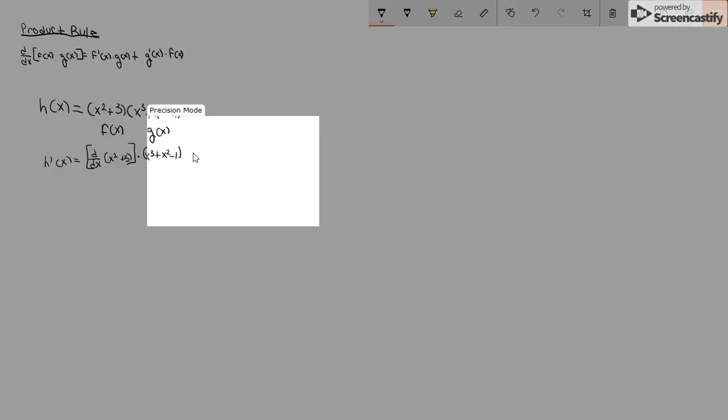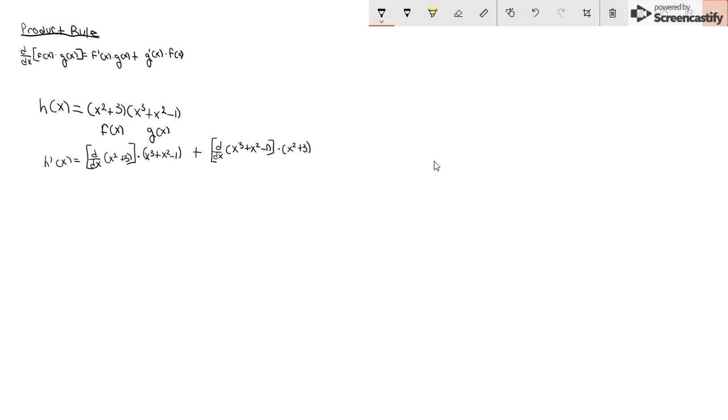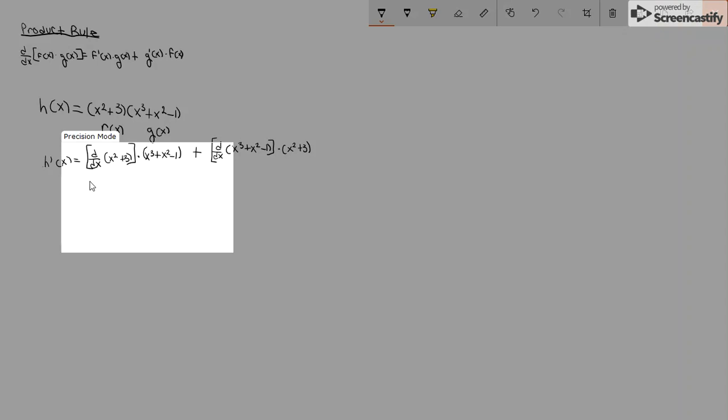And then we're adding the opposite, right? So plus now g prime, d over dx of x cubed plus x squared minus 1 times f of x, which is x squared plus 3. And now all you do is you take the derivatives of f prime, so of this one, and g prime, so that one.